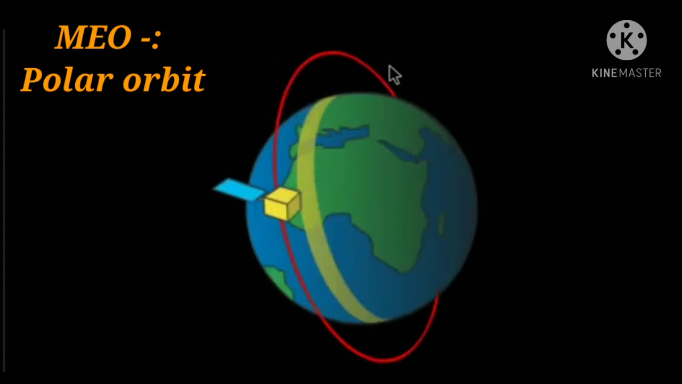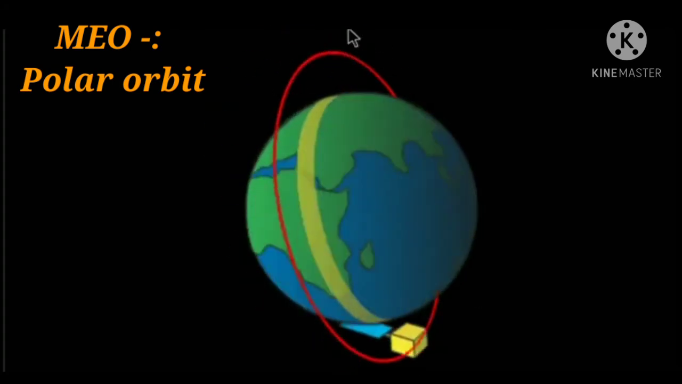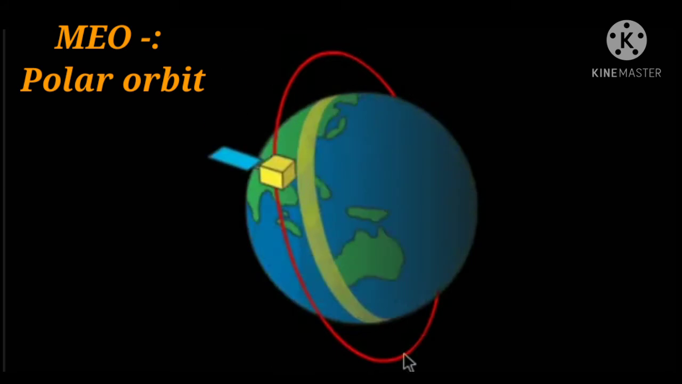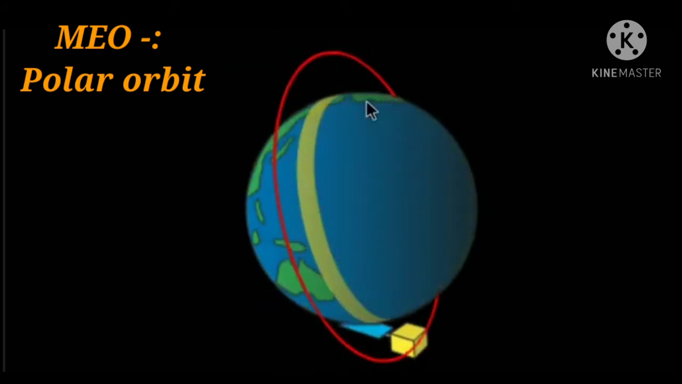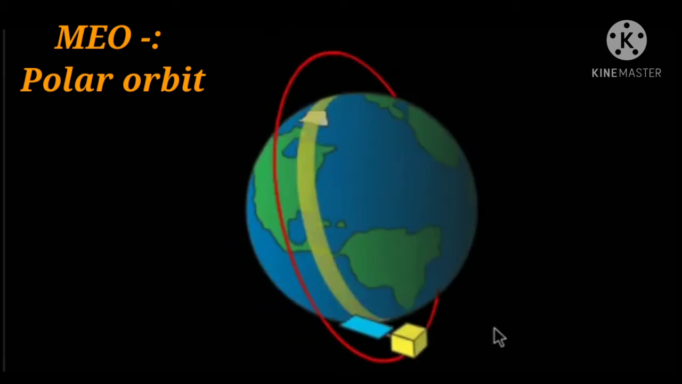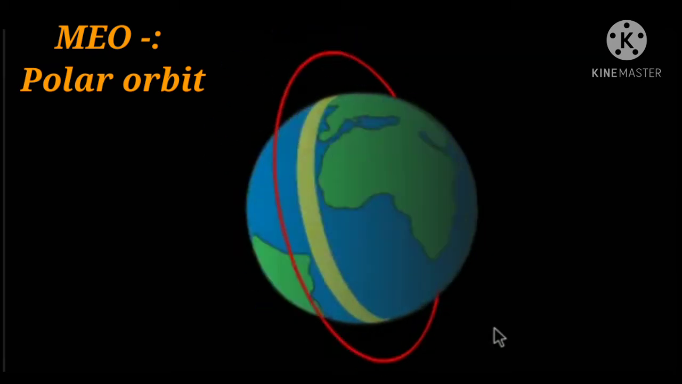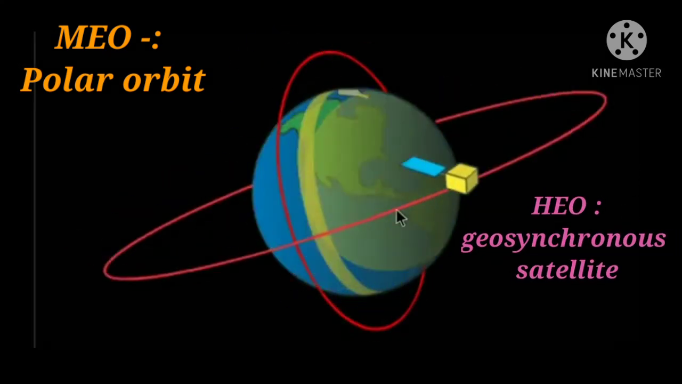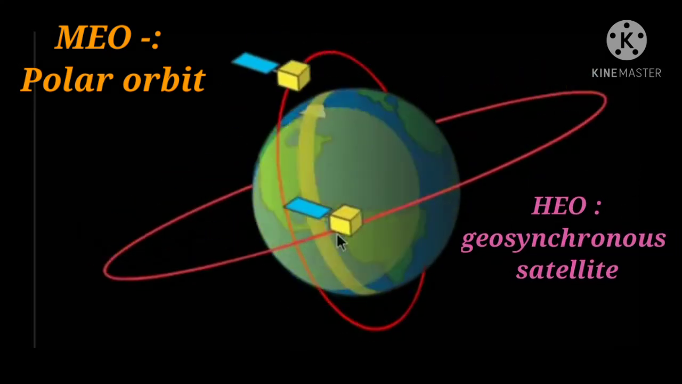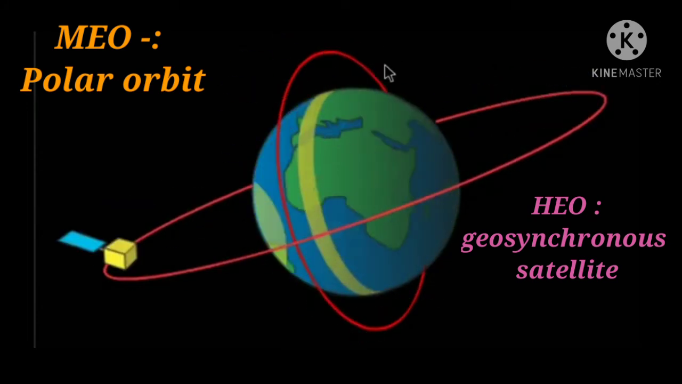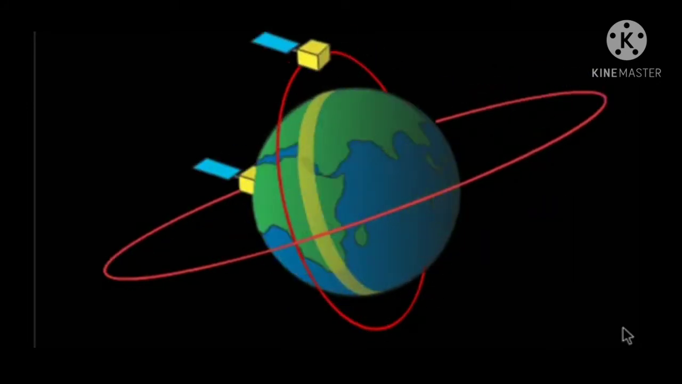Now the next orbit is MEO, medium Earth orbit. Here this satellite used to revolve above the poles of the Earth, North Pole and South Pole. It is used to study the polar region, and that's why it is called polar orbits. So these are the two orbits, polar orbits and HEO, that is geosynchronous satellites orbit, which are perpendicular to each other and revolve in this way.